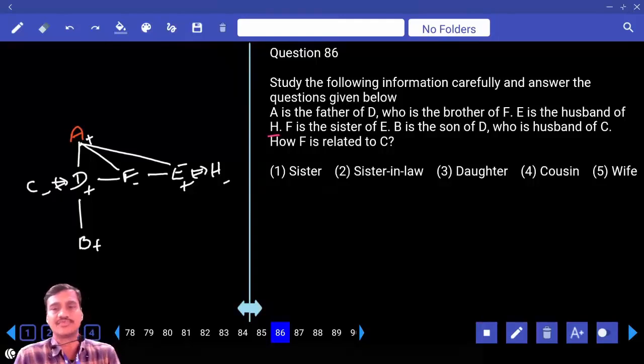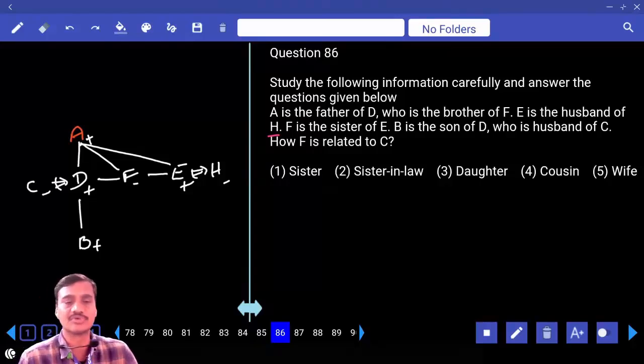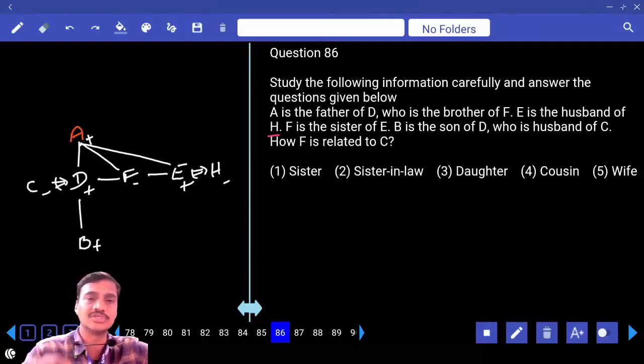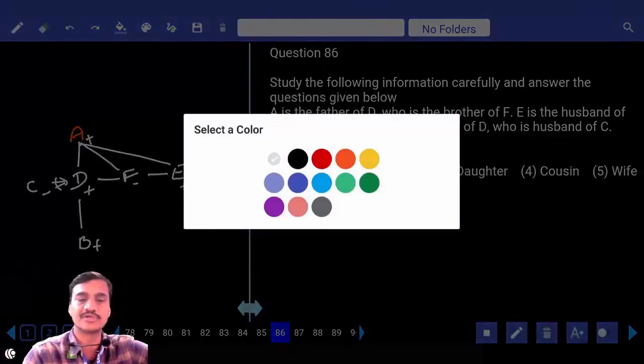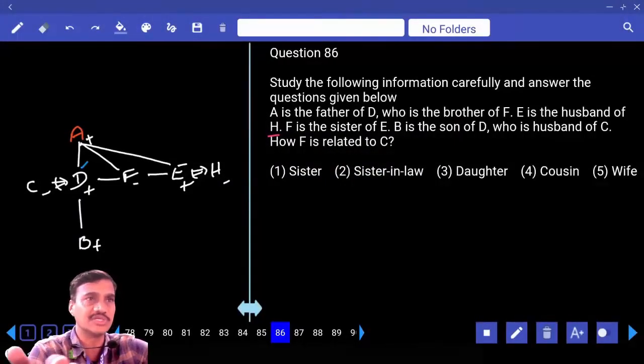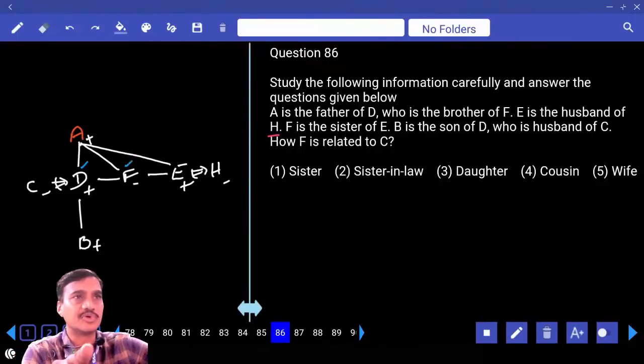F is the sister of E. B is the son of D. And D is the husband of C. According to this, question number 86: how is F related to C? Now tell me, how is F related to C? C's husband is D. Husband's sister, spouse's sister, is sister-in-law. That is choice 2 for 86.